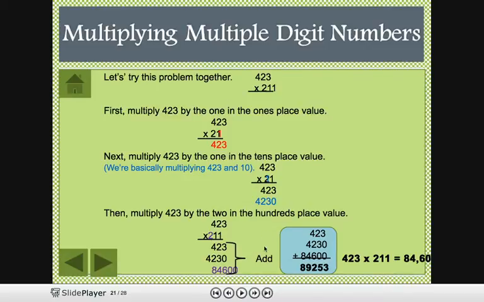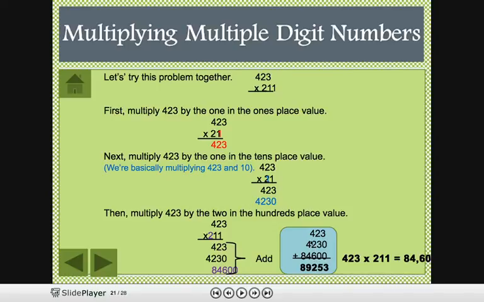The final thing you have to do, because these are all called partial products, the numbers you got when you multiplied are partial products. To get our final product, you line them all up based on place value, and you add them together. 3 plus 0 is 3, plus 0 is 3. 2 plus 3 is 5, plus 0 is 5. 4 plus 2 is 6, plus 6 is 12.